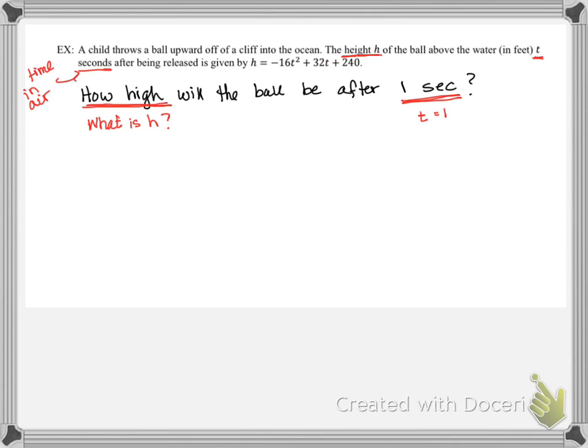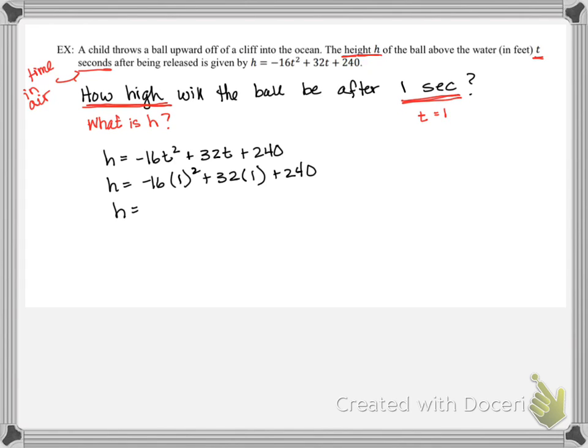So then I take my model exactly as it's given, and I'm just replacing my T with the T value they gave me. So H equals negative 16T squared plus 32T plus 240. And I'm just putting a 1 in for all the T's, which gives me 256. So after 1 second, the ball is 256 feet in the air.